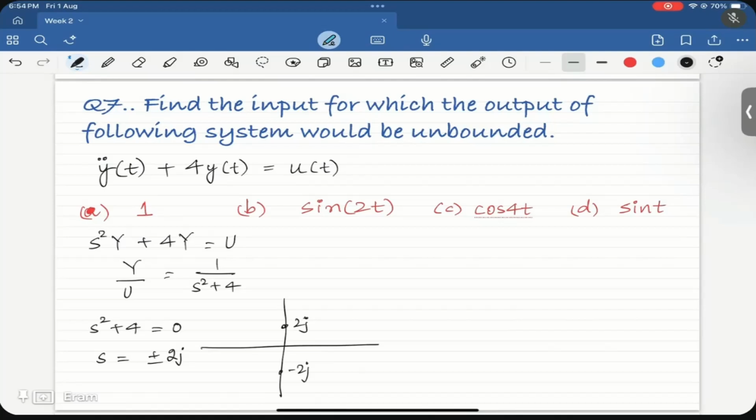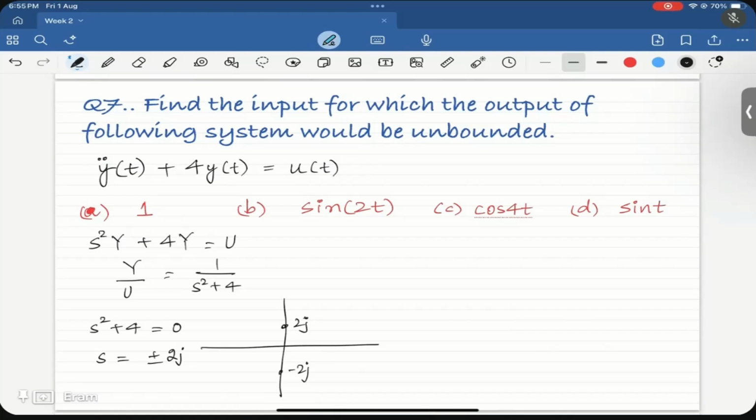There exists a bounded input. So how to identify that particular input? For that, we know the concept that if there is a repeated pole on the imaginary axis, then that would make the system response unbounded. So I was saying that we know the concept that if there exist repeated poles on the imaginary axis, it will make the response of the system unbounded.